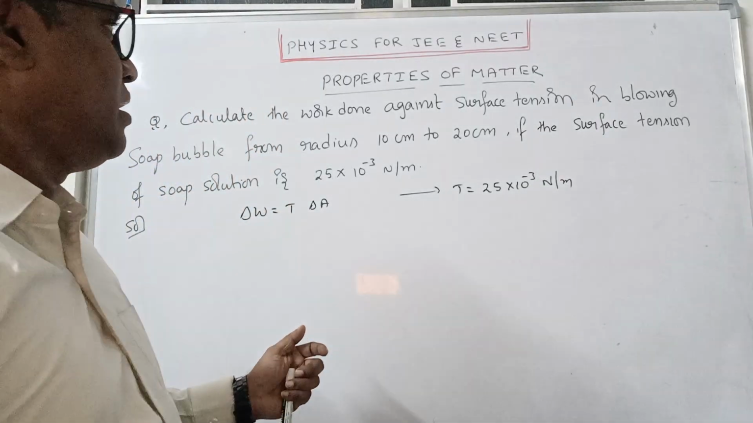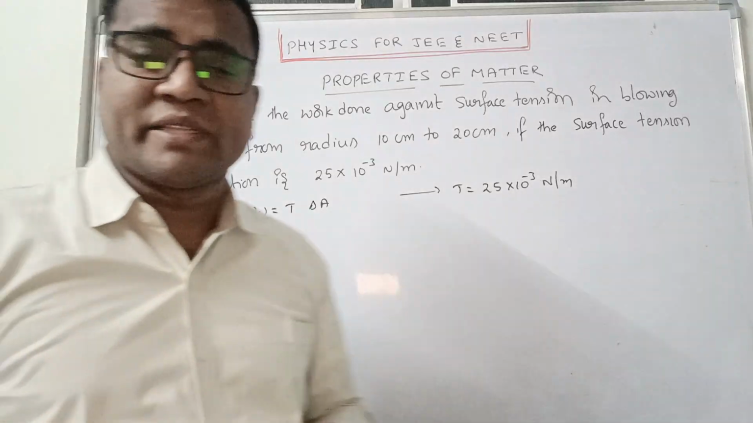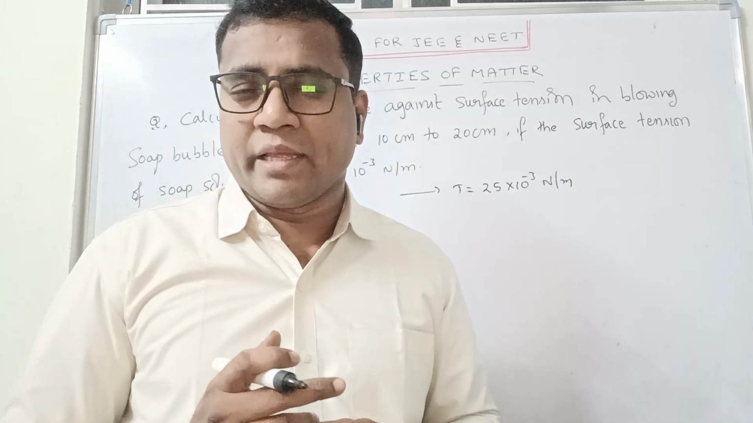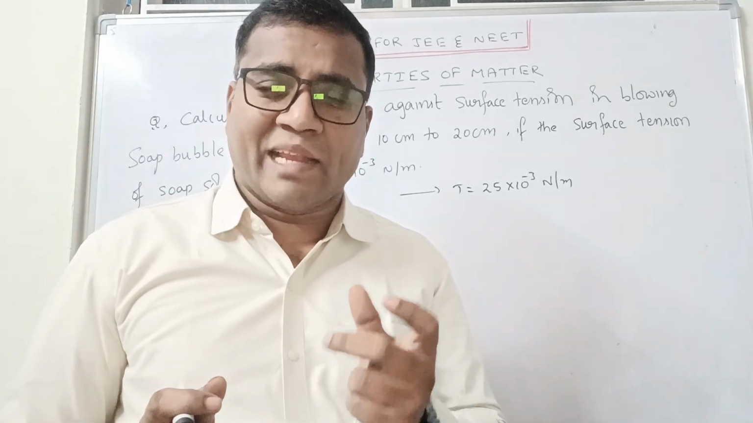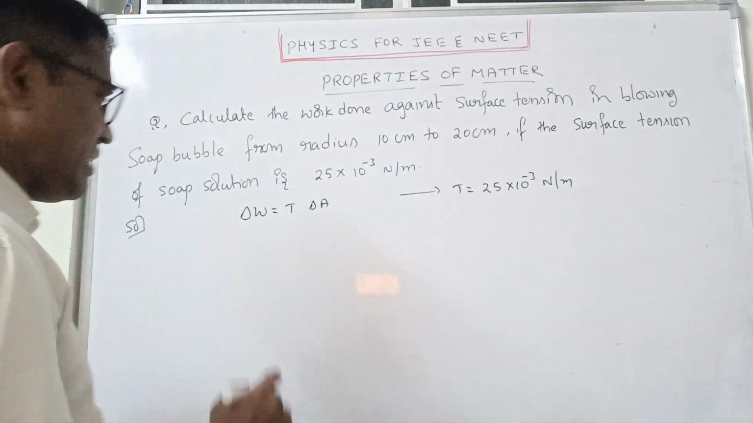In the question, what is given? It is given that it is a soap bubble. So for the soap bubble, how many free surfaces are there? 2 free surfaces are there. So first we have to calculate delta A and multiply with 2.